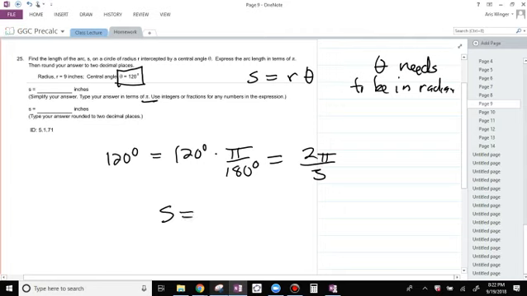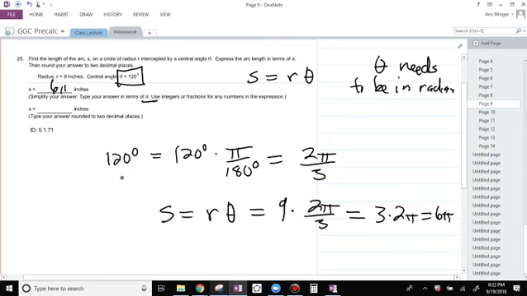So s equals r theta. S equals, r in this case is 9, times 2 pi over 3. That actually reduces nicely. It's 3 times 2 pi, which is 6 pi, and then they just want you to round that to 2 decimal places. So it is 6 times 3.14, whatever. You could put 6 pi in there and round it. Right.